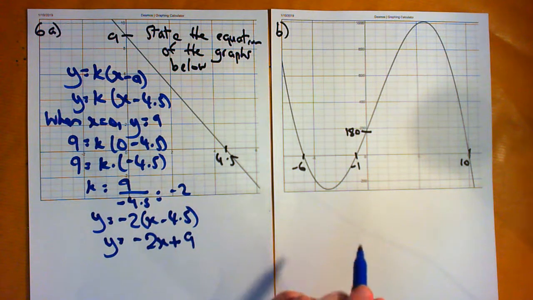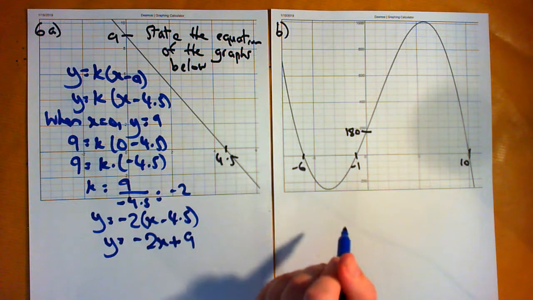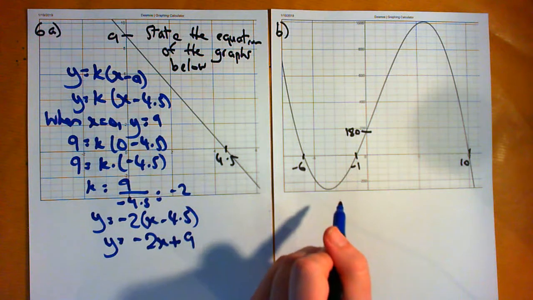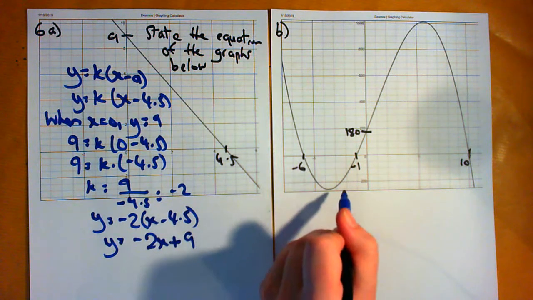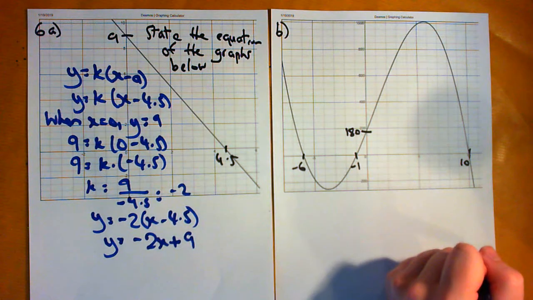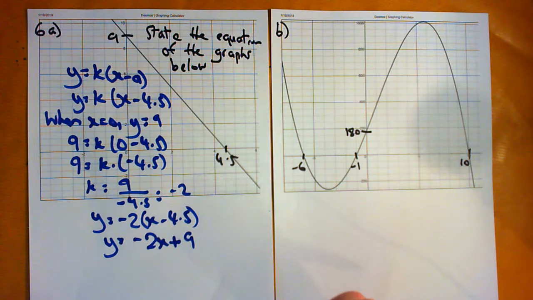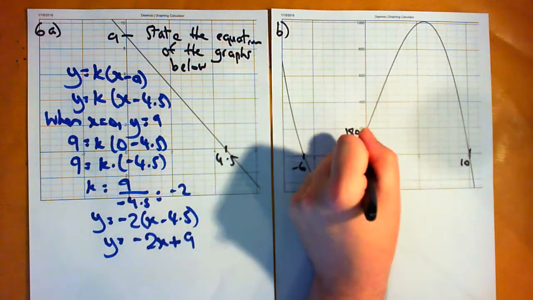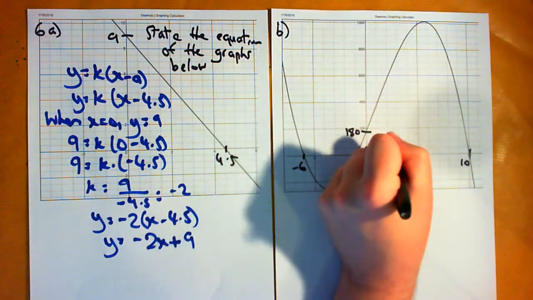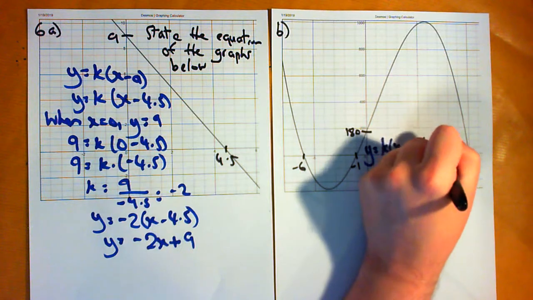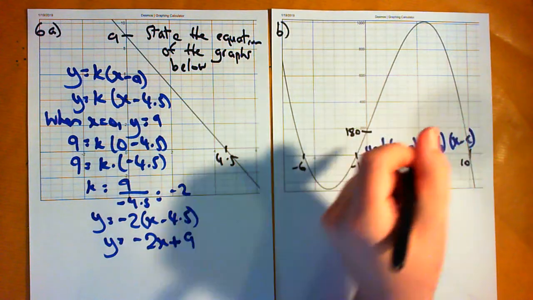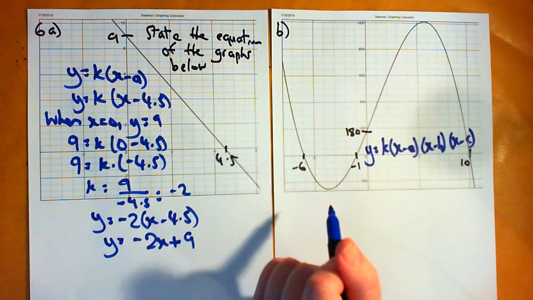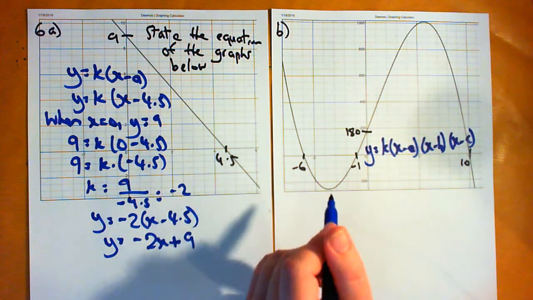Now we have here a cubic equation. This is not repeating, it doesn't have repeated cycles. We can see that because at the bottom here it turns around, but at the bottom here it keeps on going. So it is not a sine or a cosine graph, it is a cubic, and a cubic has the form y equals k times (x minus a) times (x minus b) times (x minus c), where a, b and c are your three x-intercepts, which are in this case negative 6, negative 1 and 10.